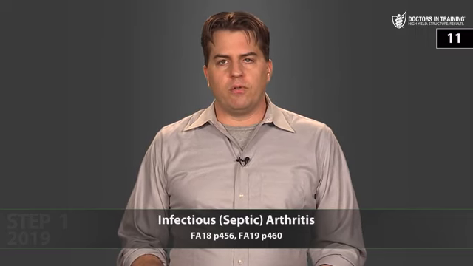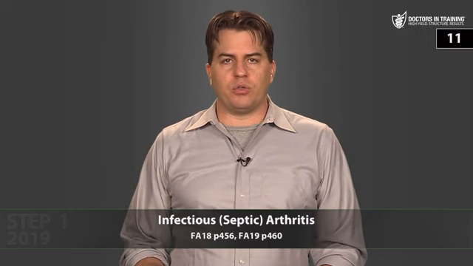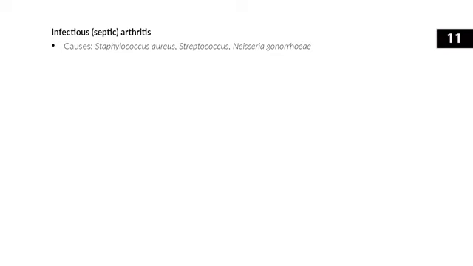Then one last important form of arthritis is infectious arthritis or septic arthritis. Septic arthritis can be caused by lots of different bugs, but the most common ones are Staph aureus, Streptococcus, and Neisseria gonorrhea. Gonococcal arthritis is an STD that presents as a polyarticular migratory arthritis with an asymmetrical pattern.